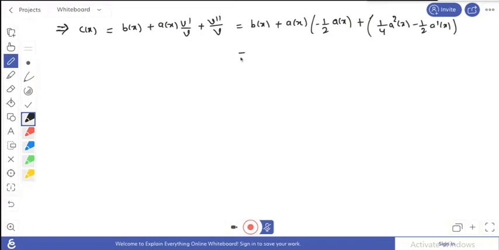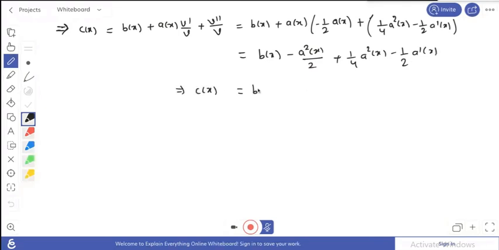Okay, so if you try to solve this equation, this is minus a square x by 2 plus 1 by 4 a square x minus 1 by 2 a prime x. So this implies cx equals bx minus 1 by 4 a square x minus half a prime x. Okay, so this is your equation E. Here you find the value of cx.